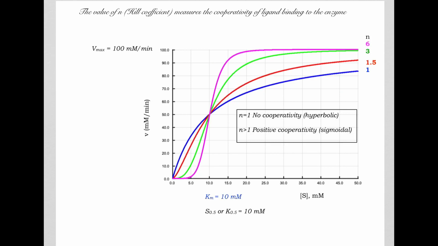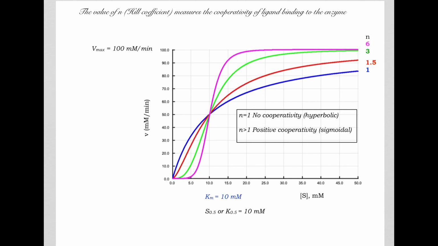There is a number that we call n, which is called the Hill coefficient, and this number, the Hill coefficient, measures the cooperativity of the binding of a ligand, such as a substrate molecule, to the enzyme.